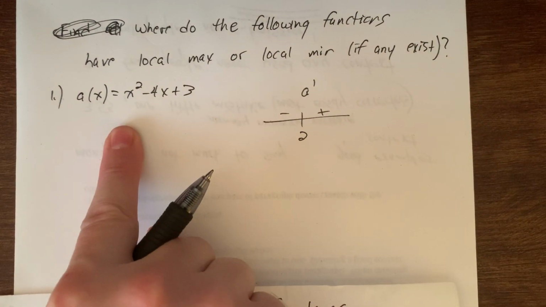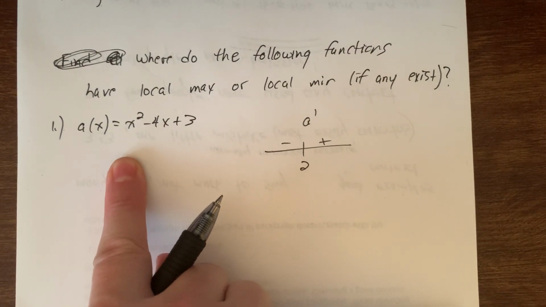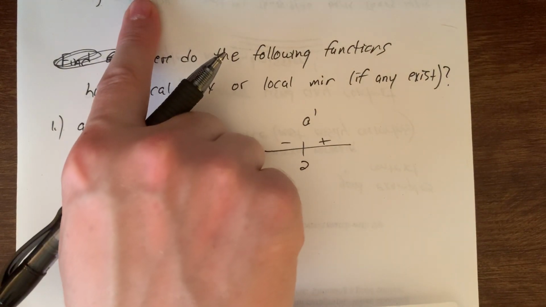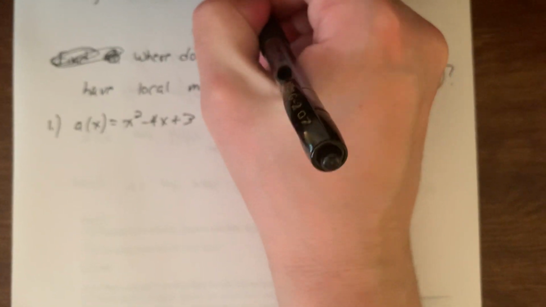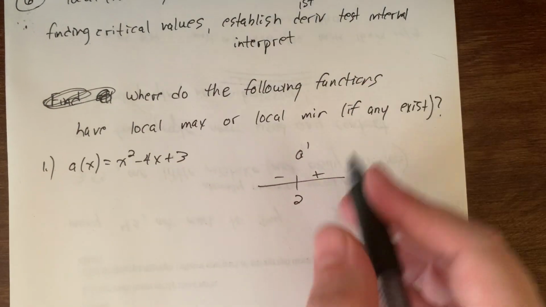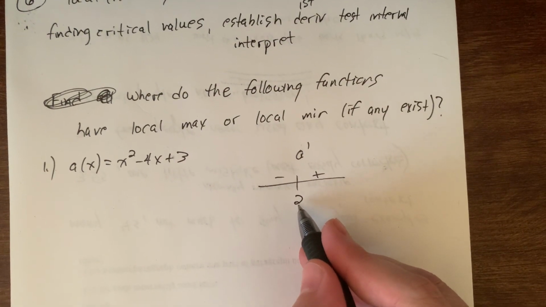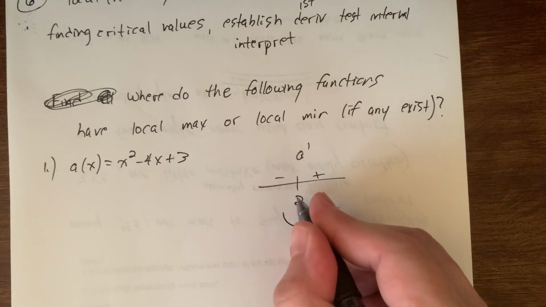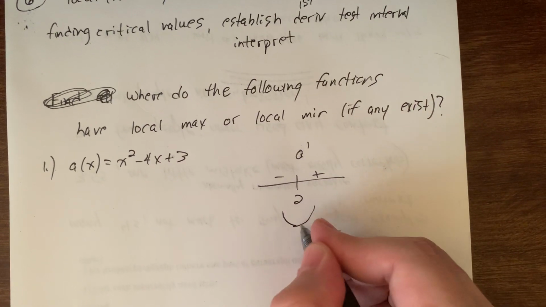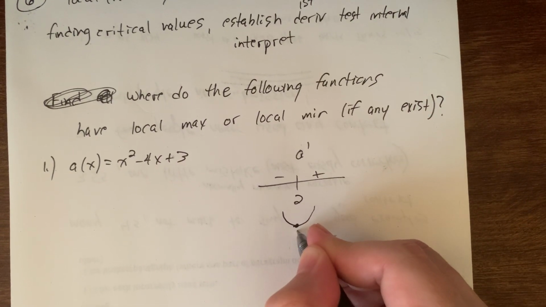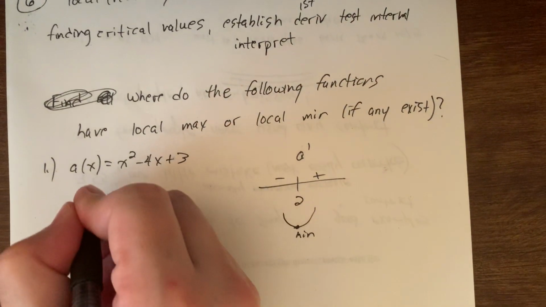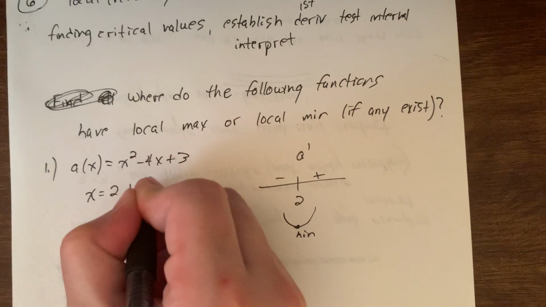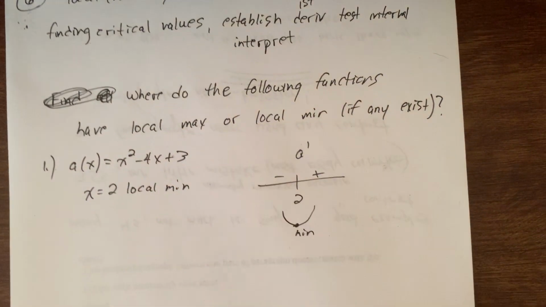I took the derivative, I set it equal to 0 or where it was undefined to find the critical values. I established the first derivative test interval, and now I will interpret my solution. What happens at 2? Well, I'm going down before I get to 2, and then I'm going up after I get to 2. So what happens right at 2? That must be a minimum. And that's it. x equals 2 would be a local minimum.